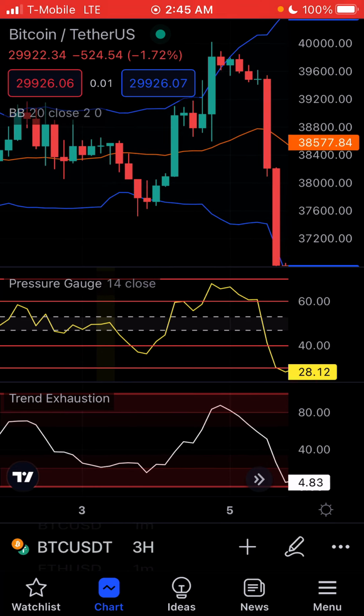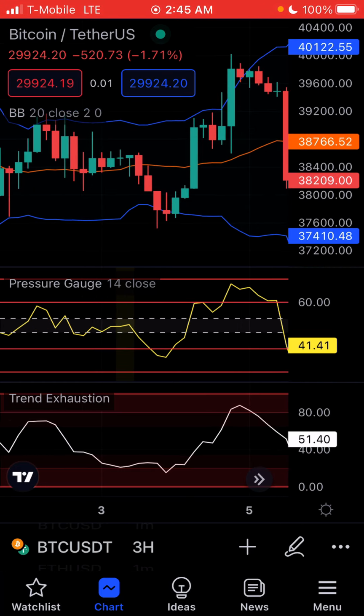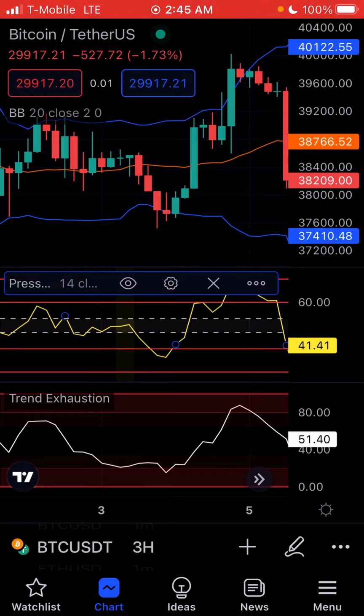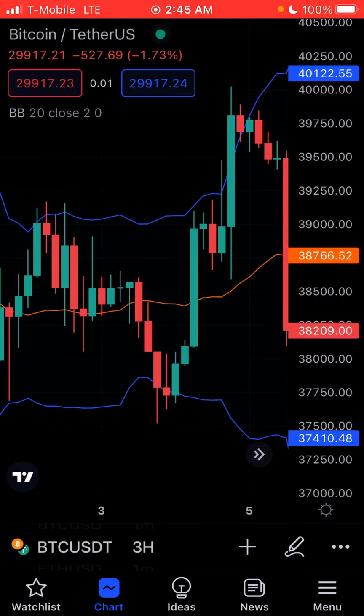So you see a little pressure gauge right here. What I do is look at the trend exhaustion when I see the pressure gauge. If the trend exhaustion is on the bottom, it usually means the price is going to go up. It's going to be a sharp turn to the top, so that's when you can probably detect some gains coming up. If it's at the top, you can almost guarantee that it's going to start tanking. That's the strategy that I figured out using this.